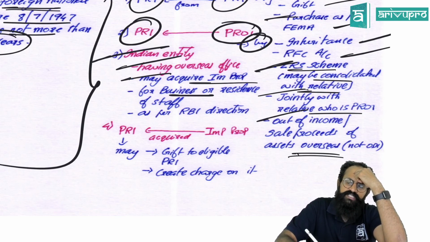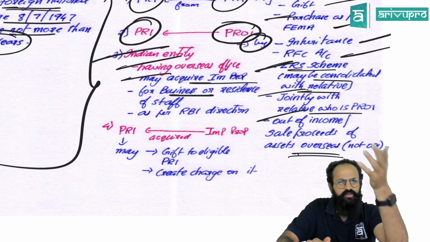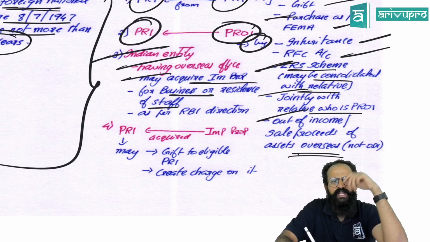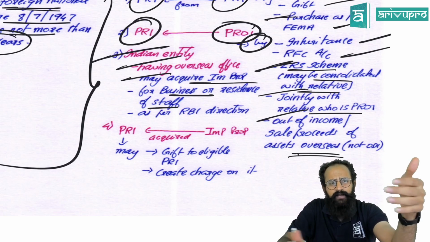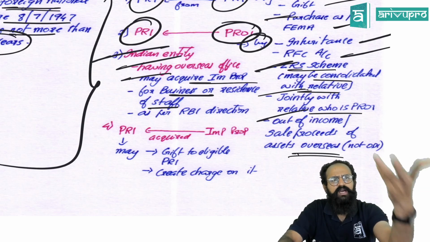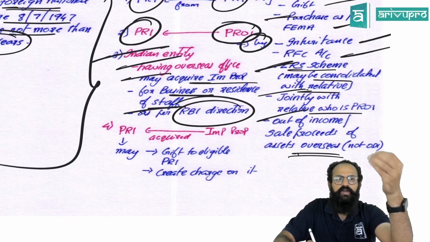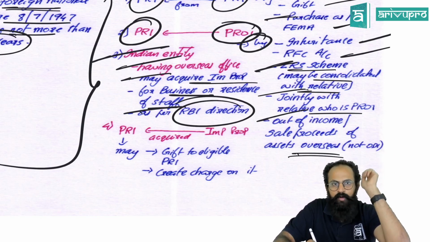Why? For business, you want to set up a building, no? You can buy. Or residence of staff, your employees are going, you are providing them accommodation. For that, you are buying property and setting up accommodation, allowed. However, it should be as per RBI directions. The third one is for an Indian entity buying immobile property outside India.